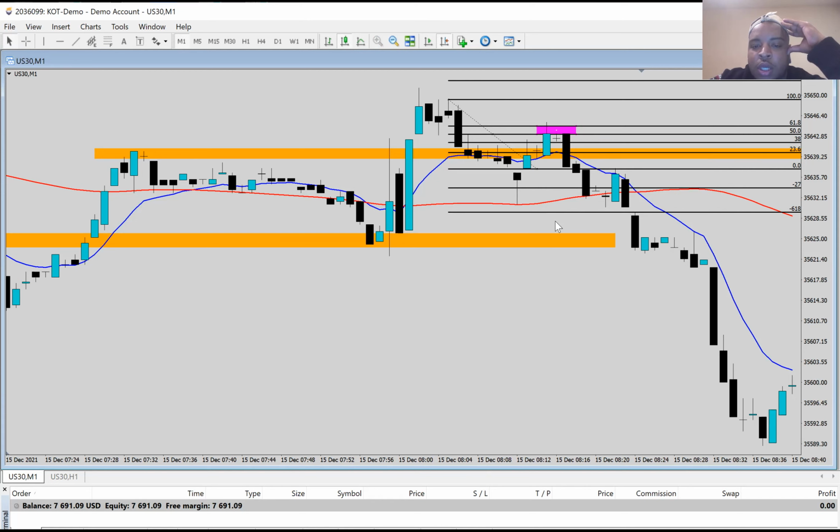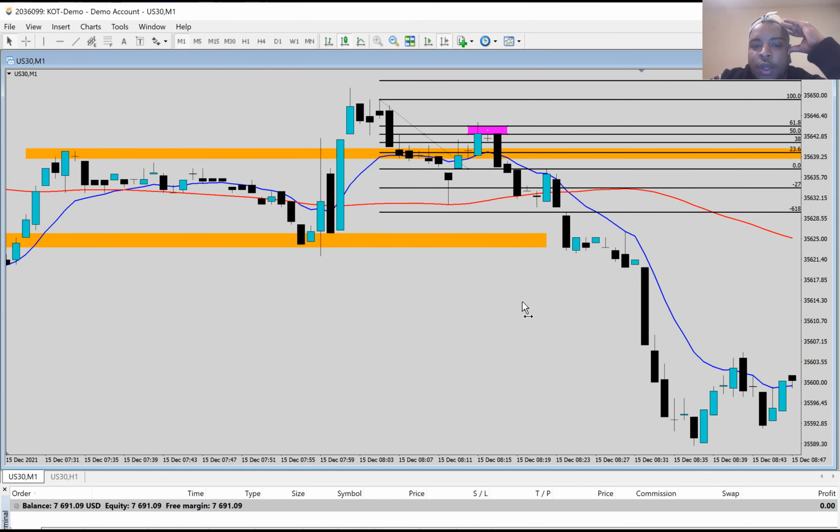Just stay in structure. And for me now, I only trade off of M1. Don't get me wrong, I would check higher time frames to see where I'm at, because structure don't change. But structure on M1 is concrete, low key. Pushed up, we got a break of the higher high. Broke through the higher high.